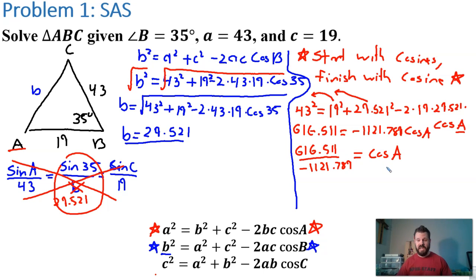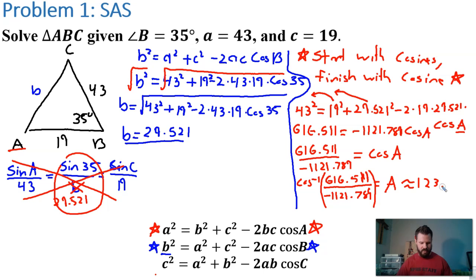Then the last step, I've got cosine A. I want to get A by itself, so we'll just take the inverse of both sides, and that's going to leave me with A is equal to the cosine inverse of this fraction here, 616.511 over negative 1121.789. That's going to be what I actually plug into my calculator. Again, it's going to give us not a perfect answer, but as accurate as possible by leaving that as a fraction and not actually calculating it out. When I plug that in, I end up with 123 point, we could say 338 degrees for my angle big A.